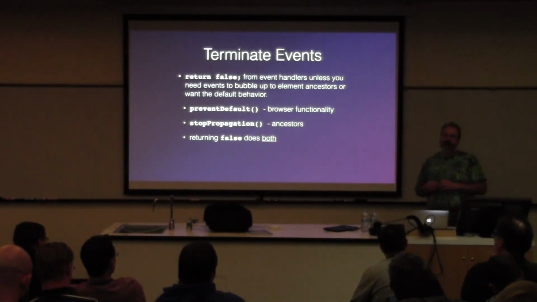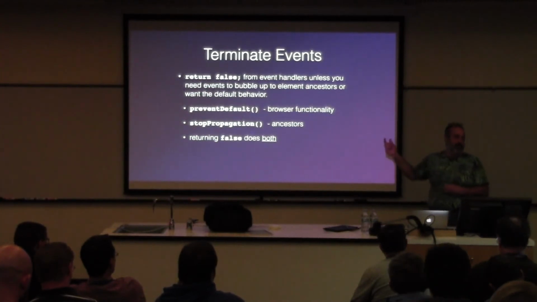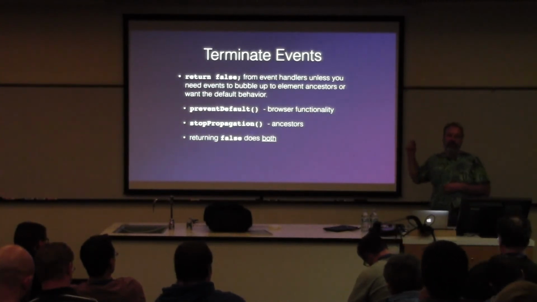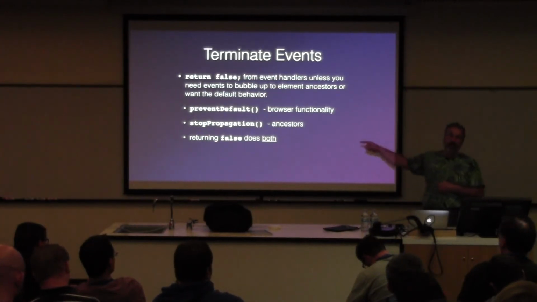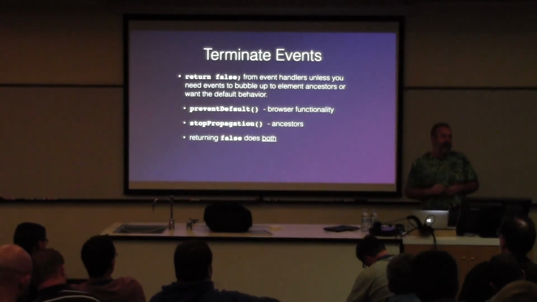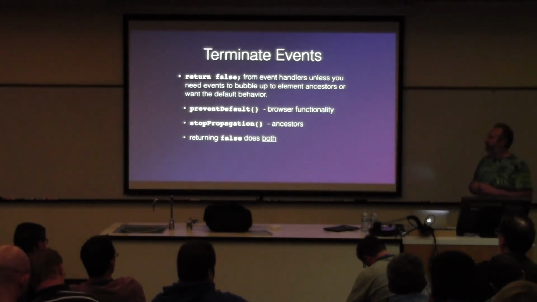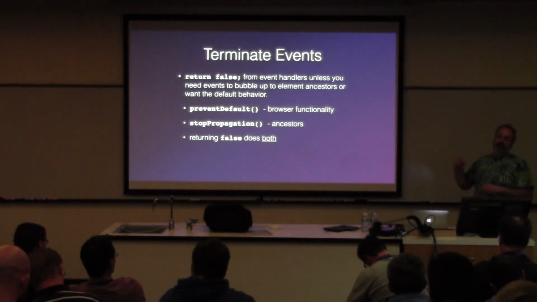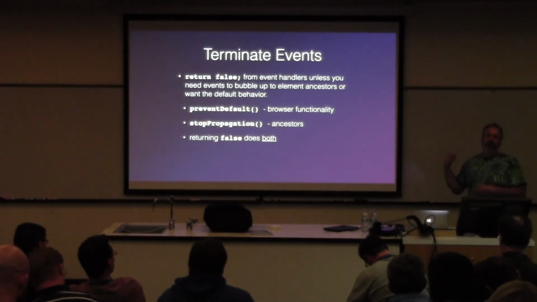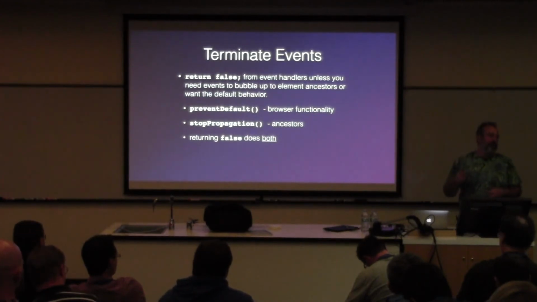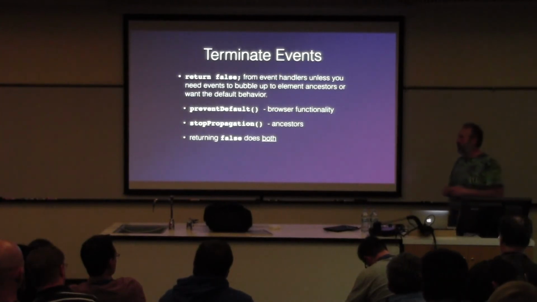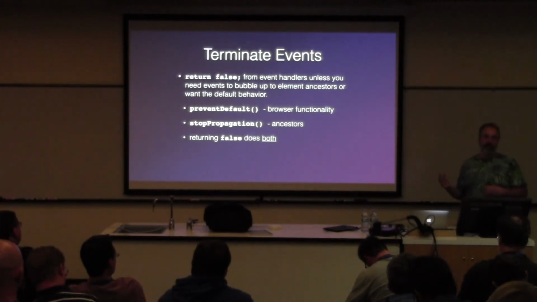The easiest way to terminate events is to return false from your handler. Returning false from an event handler is the same as calling both prevent default and stop propagation. Prevent default is telling the browser, don't do what you normally do for a click on this element. Stop propagation says, don't bubble this event to the parent anymore. I handled it. I took care of it. So returning false does both of those.